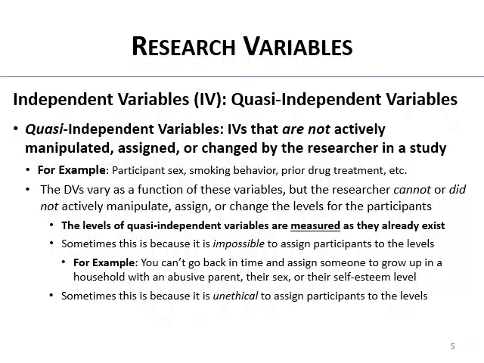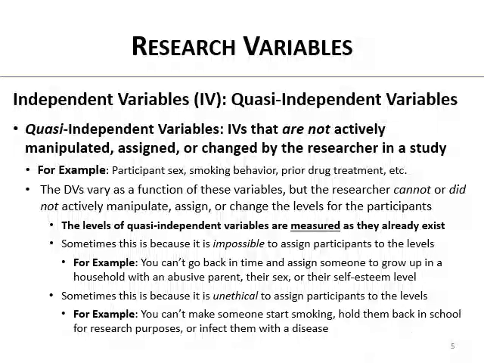Other times you could assign it, but it's unethical or possibly even illegal to assign it, and so you're just going to measure it. You can't make someone start smoking, right? You can't hold them back in school to compare folks who were held back versus not held back. That would probably be illegal too, as well as unethical. You can't infect them with a disease. There's an awful history of that. It's not ethical to give people diseases any longer, just to watch the effects of things.